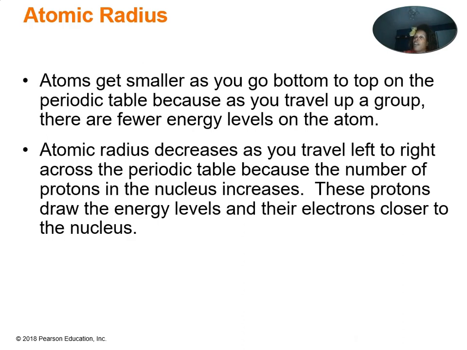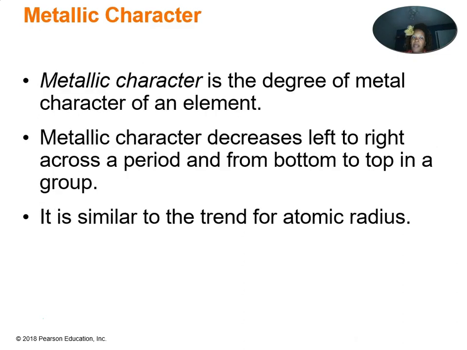Atoms get smaller as you go from the bottom to the top, okay? So just keep that in mind because there are fewer energy levels on the atom. So also keep that in mind, and we're going to get into energy levels later on. Now, in terms of the atomic radius decreasing as you travel from left to right, that's because the number of protons in the nucleus increases. So again, these protons draw energy towards those electrons that are in the nucleus, okay?